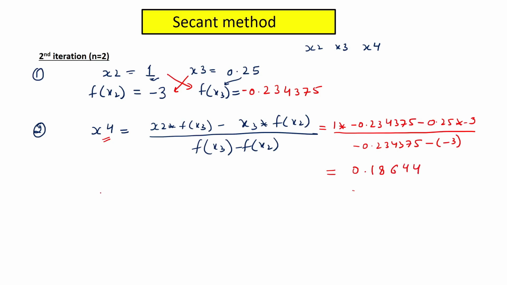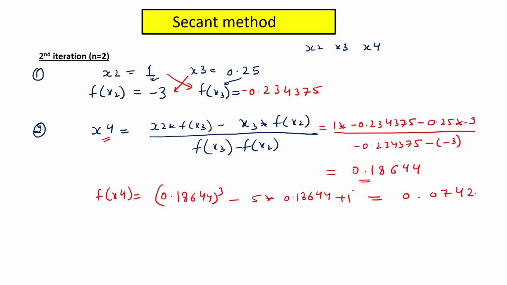Now before moving to the third iteration, let's find the function value at x4. We have to put this value in the given equation. After putting this value, I will be getting 0.07428 as the function value at this point. Now if I ask you what will be the new value of the boundaries for the third iteration, what we will be doing is changing the value of x2 and x3. So x2 will be moving to x3 and then x3 will be moving to x4. That means we will be using x3 and x4 values in our next step.